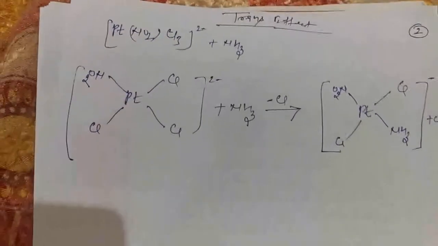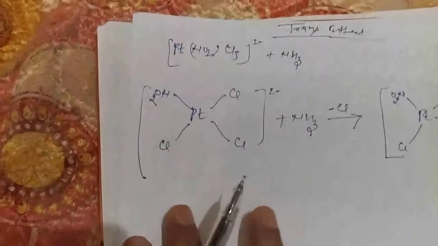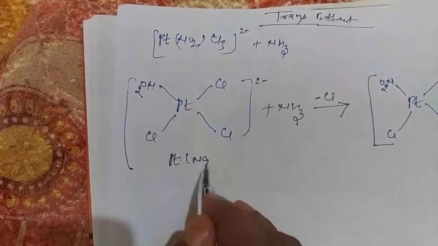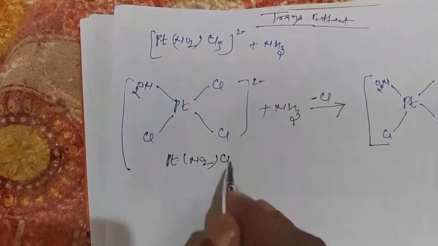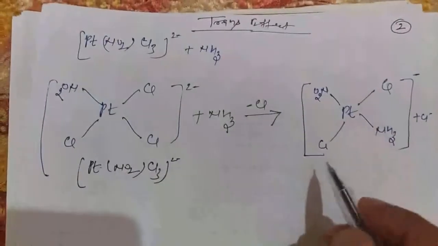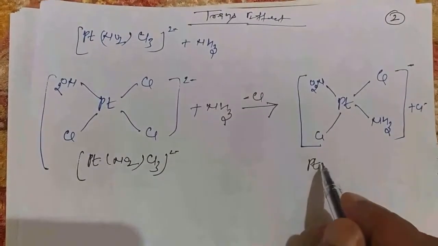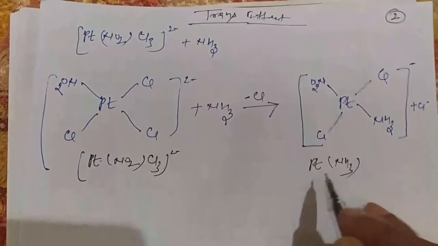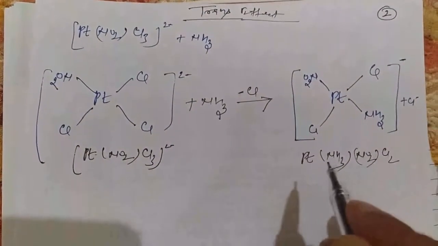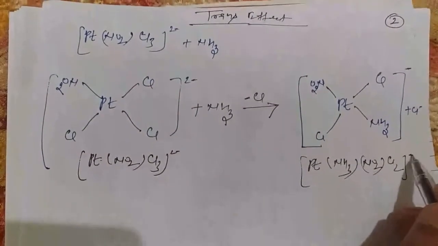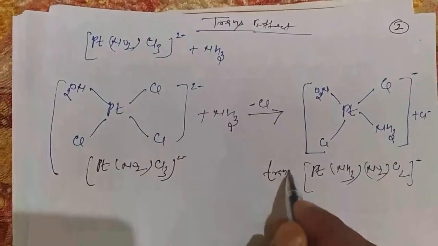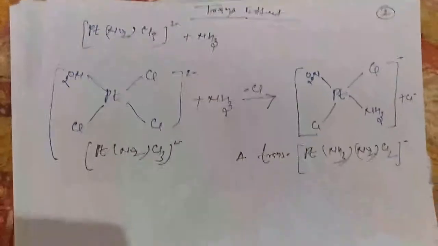As you can see, this is nothing but your platinum NO2 Cl3 complex, 2 negative, and this is platinum NH3, then NO2, and then Cl2 negative. So this is a trans geometry. A trans geometry. So this is the first case.